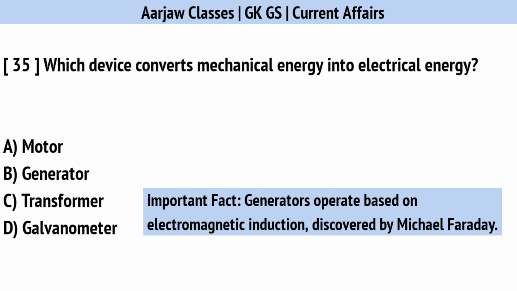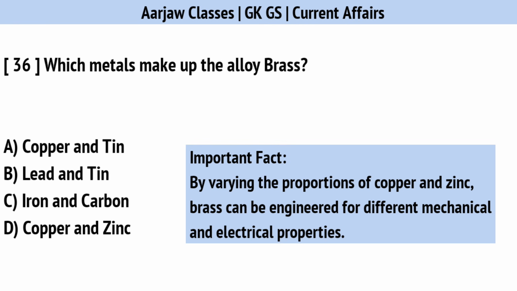Which device converts mechanical energy into electrical energy? Right option is B, generator. Which metals make up the alloy brass? Correct option is D, copper and zinc.